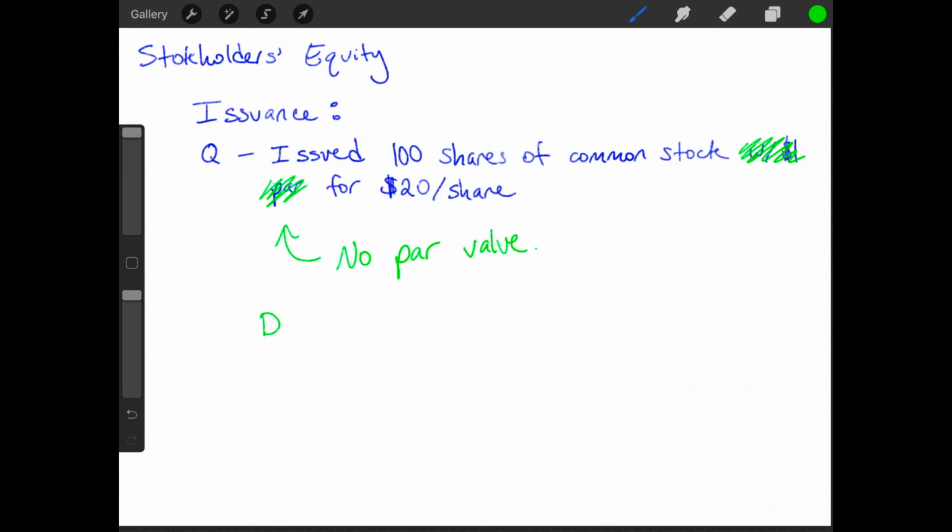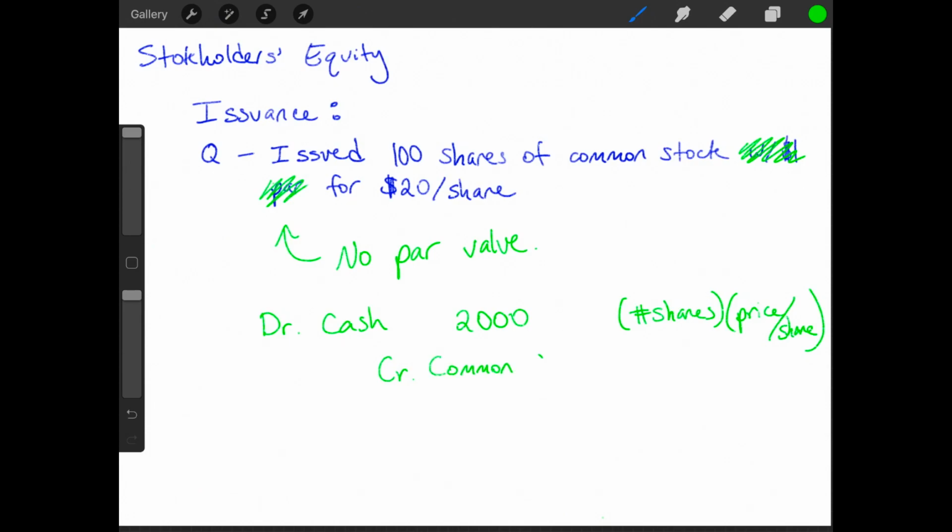And in your journal entry, when you're debiting cash, again, you're always going to be debiting cash for the amount you receive. So in this case, again, it'll be the 100 shares times the $20 per share. But the difference in the journal entry is that instead of crediting common stock by the par times the number of shares, you're crediting common stock for everything, right? So you credit, in this case, $2,000 to match your debit, and you just don't have an APIC account.